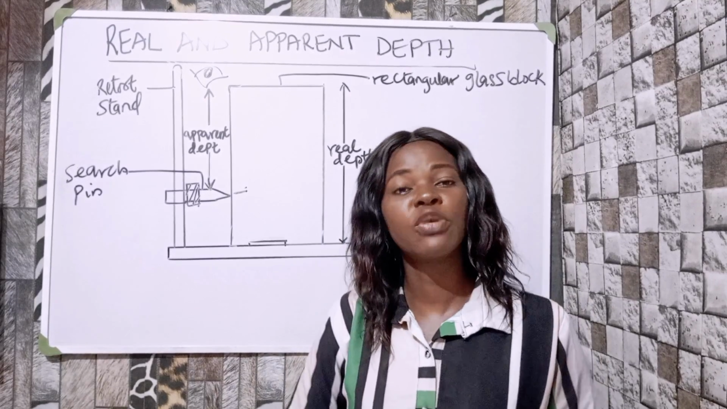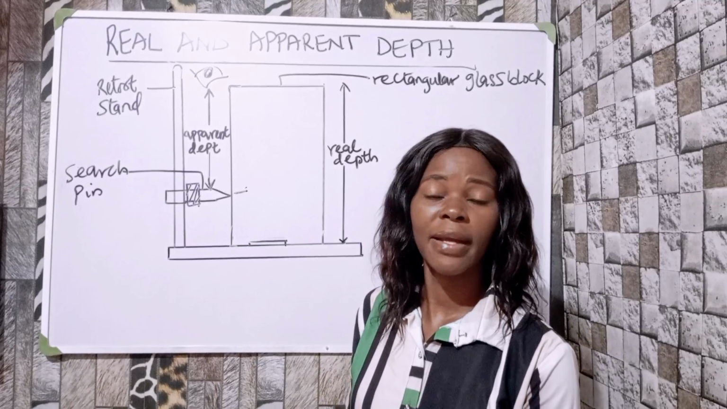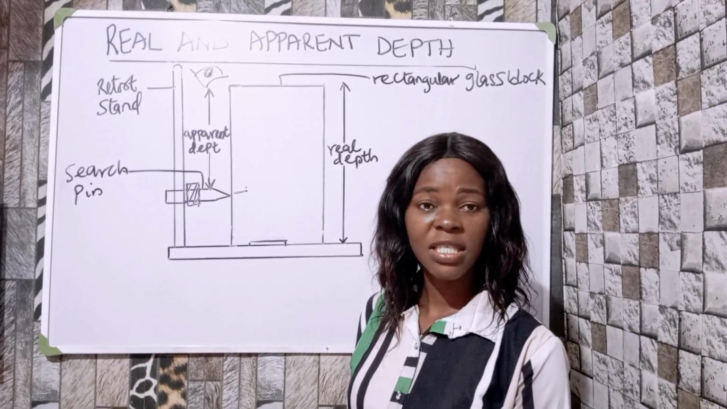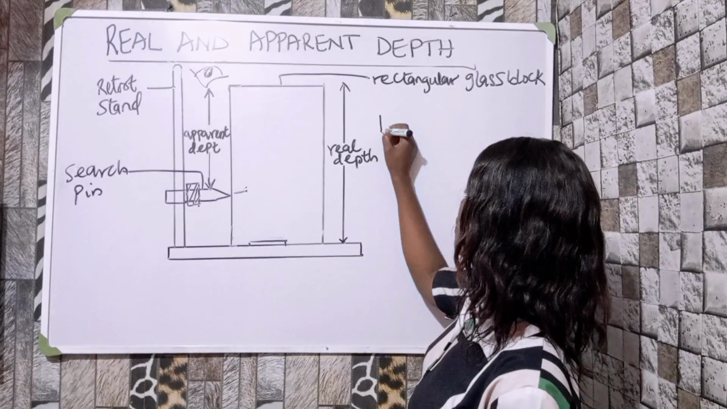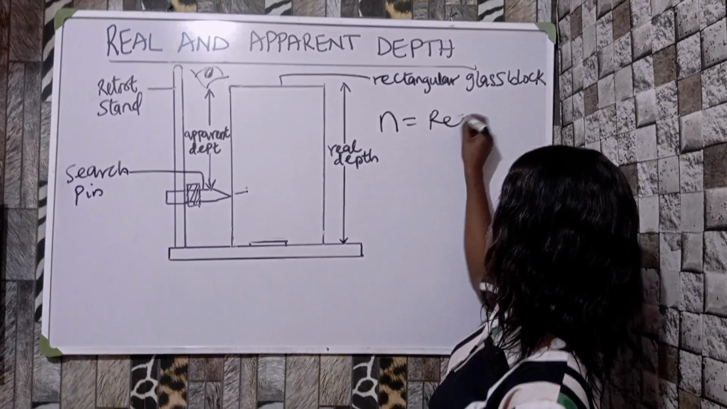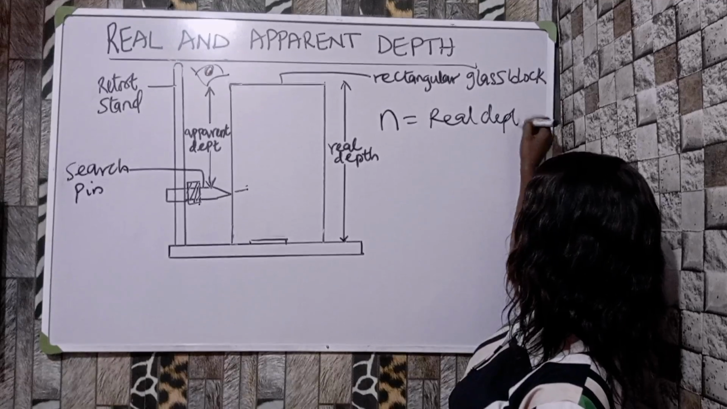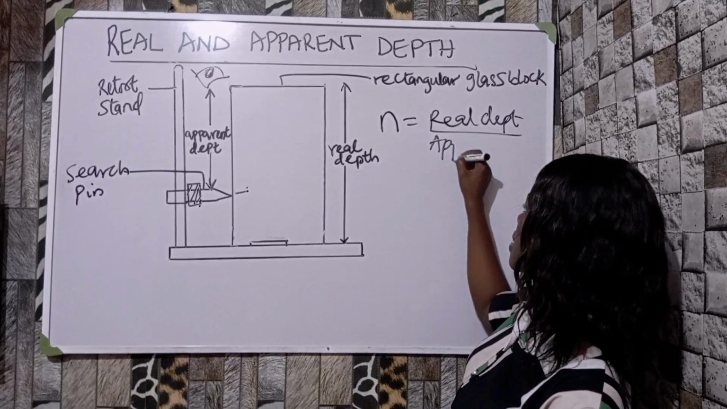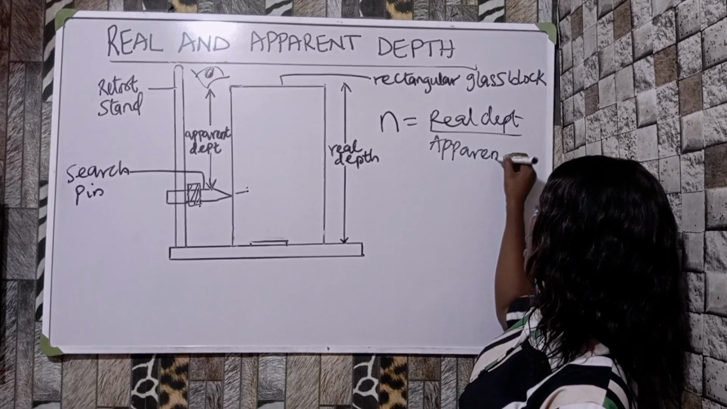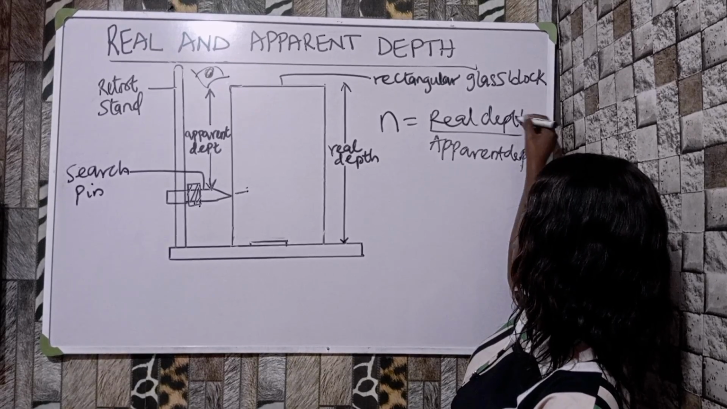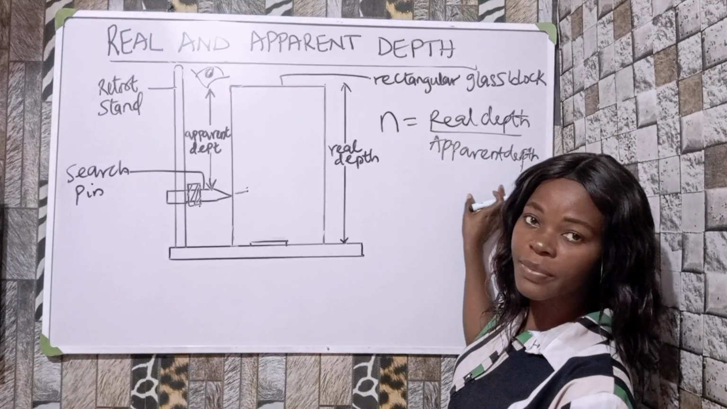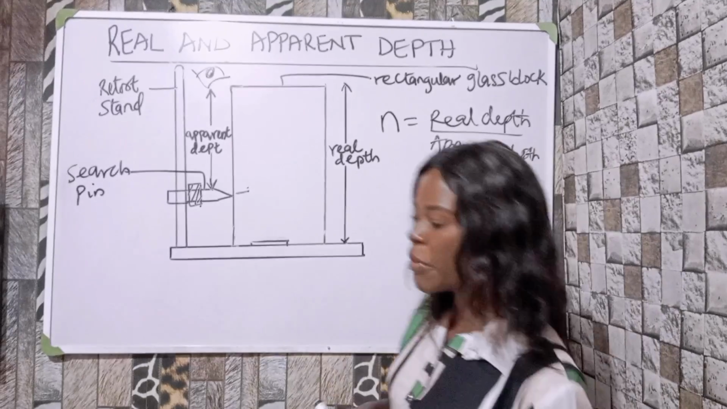And there's a relationship between real depth and apparent depth. It relates what? The refractive index. Okay, so we have that refractive index n is equal to real depth over what? Apparent depth. Real depth over apparent depth. Is that okay?